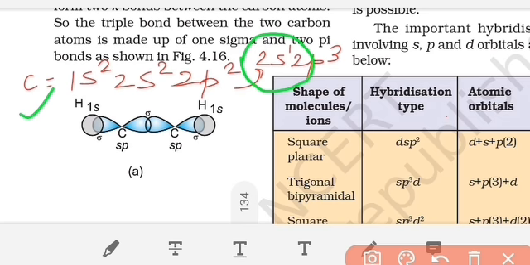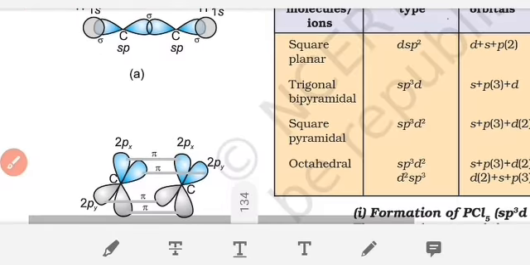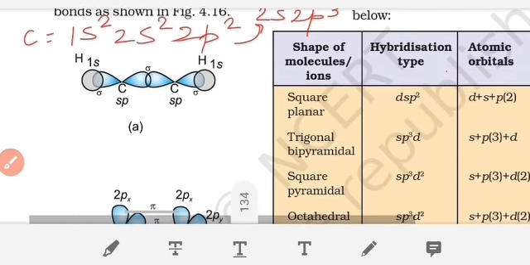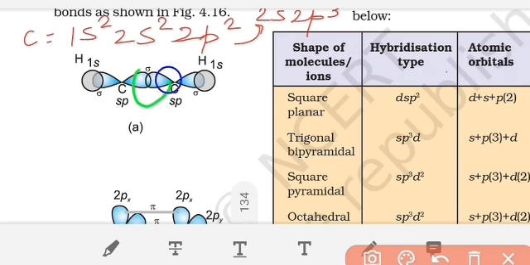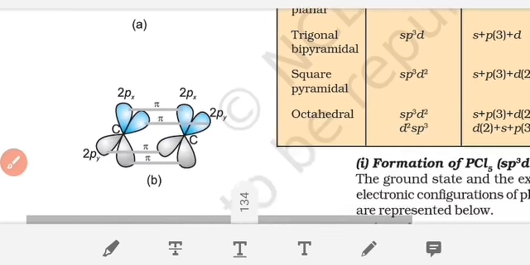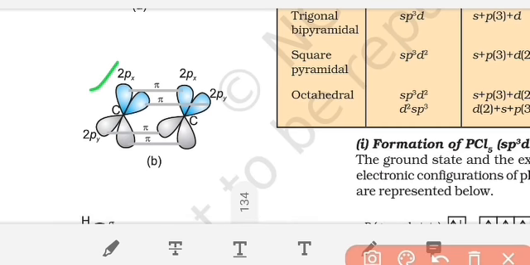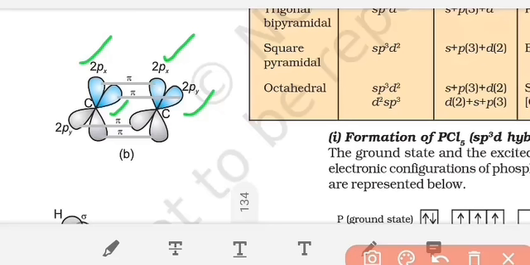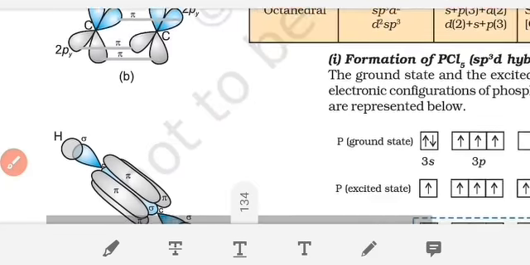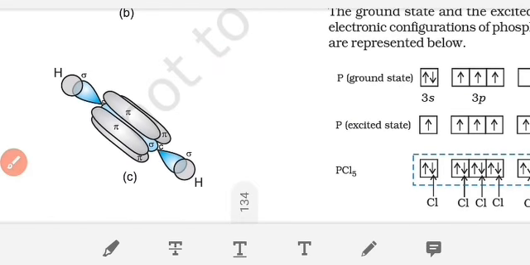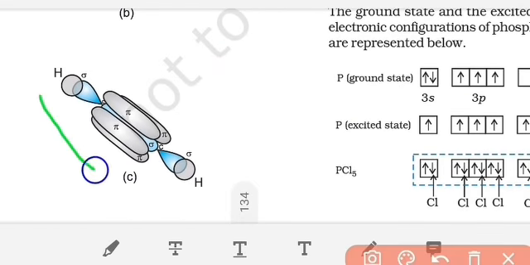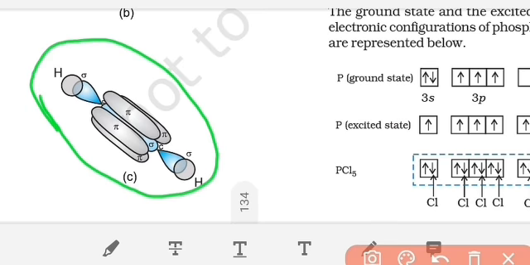Now two p orbitals remain unhybridized. After sigma bond formation between carbon-carbon and carbon-hydrogen, both unhybridized orbitals overlap with each other to give pi bonds, and in this way we get two pi bonds along with the sigma bond between the carbon atoms. So the geometry of the ethyne molecule is linear, since the hybrid orbitals are oriented at an angle of 180 degrees to each other.